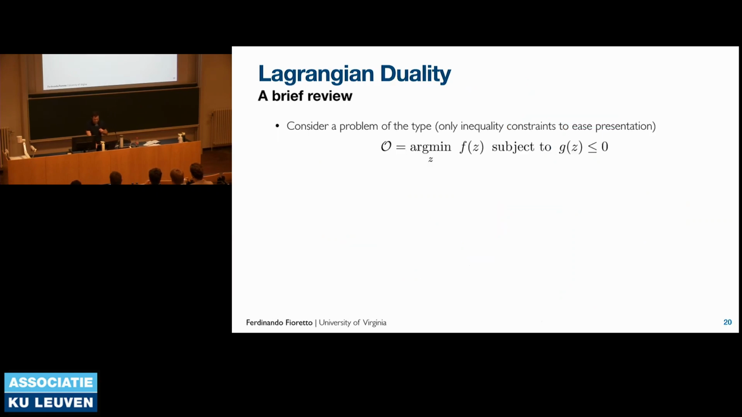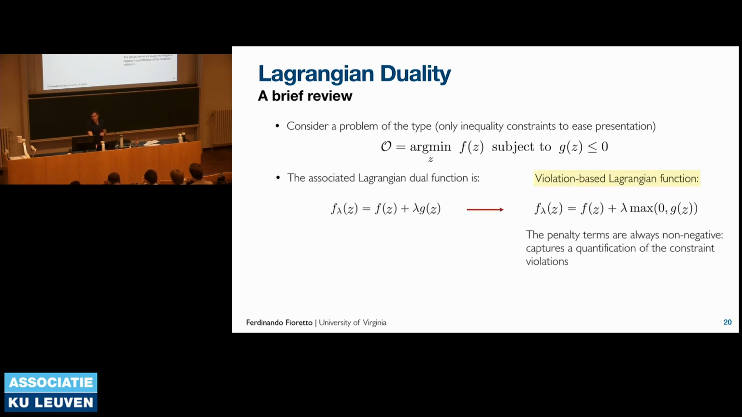Thank you. So to tackle this problem, one of the key techniques that my group has exploited is based on Lagrangian duality. Let's just review it very quickly. You take a classical minimizer. Here we're just considering inequalities. And you can build the associated Lagrangian dual function, which is just a weighted function of the objective and the constraints. Here, this is parameterized by lambda, the subscript of f. And this is the classical Lagrangian dual function.